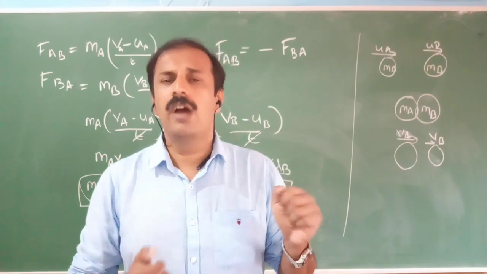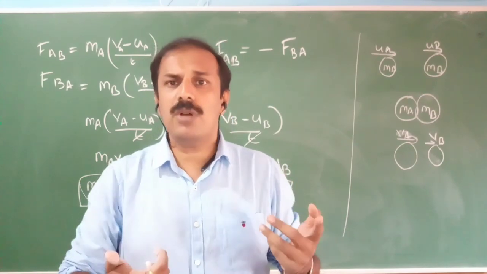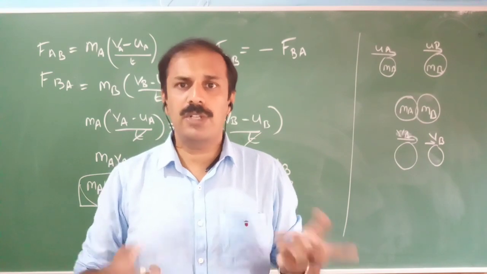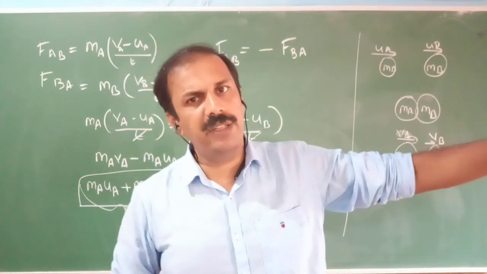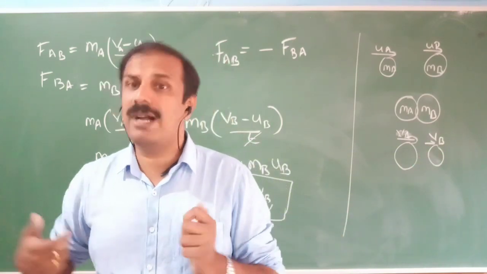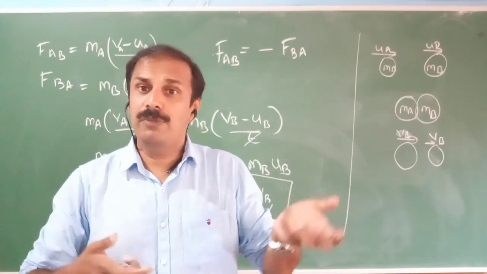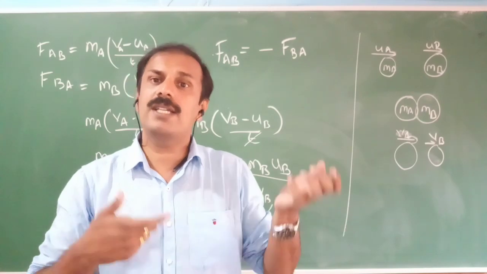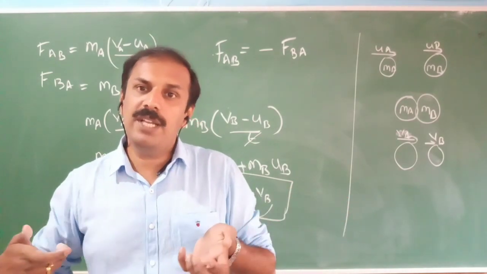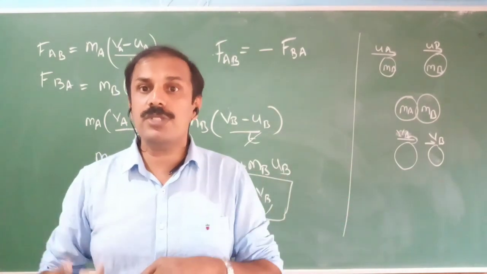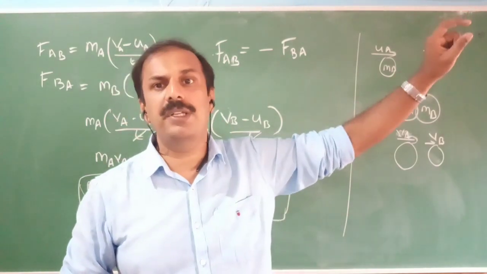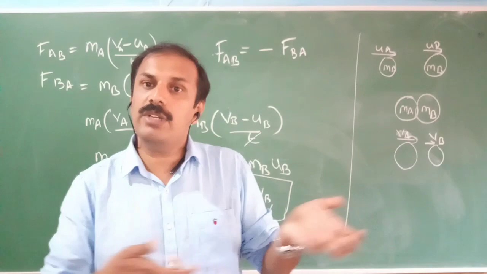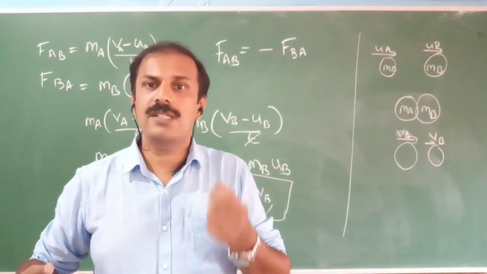Once you are shooting, what happens? Afterwards also the momentum should be the same, because the initial momentum was 0. So whatever momentum the bullet has going forward, the same momentum the gun will have coming back. As the gun is heavy, its speed will be less, because mass times velocity gives the momentum. The bullet is very small, so it will go with very high speed, and the gun is very heavy, so it will come back with a lower velocity.